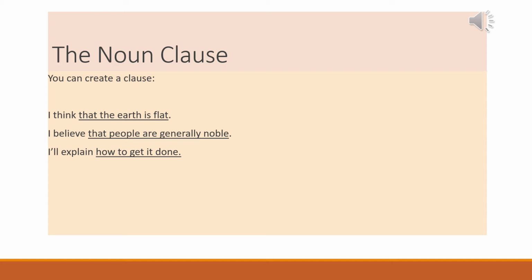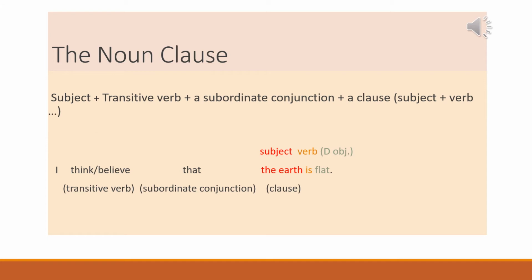"I think" in this first example is the subject and the verb. You have a subordinate conjunction here, "that," and then you just add a clause. So to create a noun clause, what follows the transitive verb is a subordinate conjunction, and then you add your clause to it. So, as I said, it's a transitive verb. In this case, the verb would be "think."